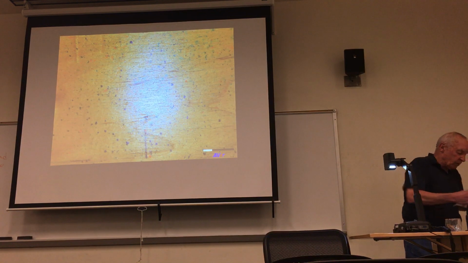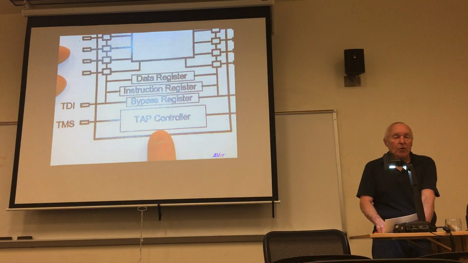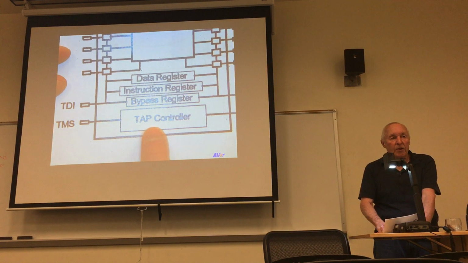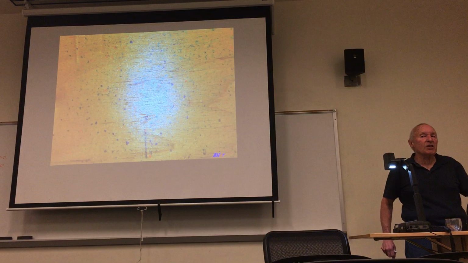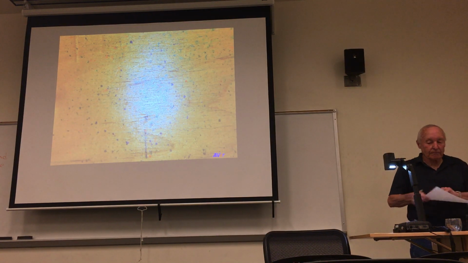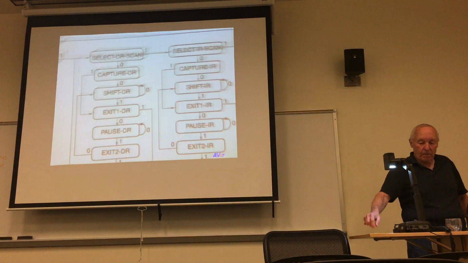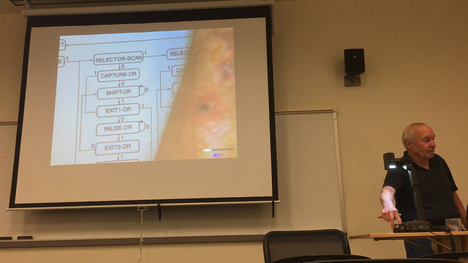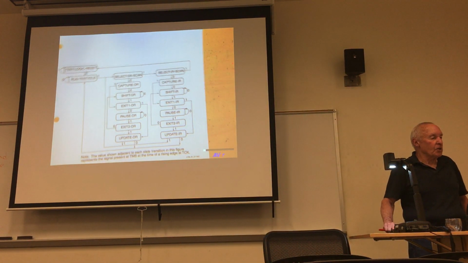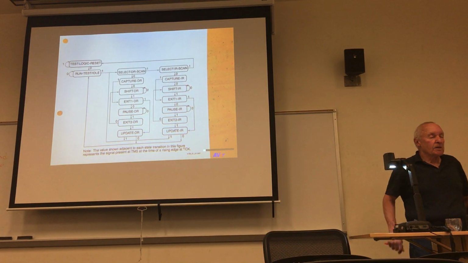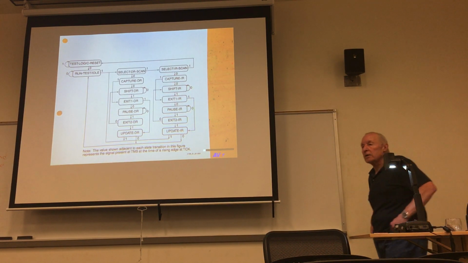Now this whole architecture is controlled by the TAP controller, Test Access Port Controller. And the Test Access Port Controller is actually a 16-state finite state machine.